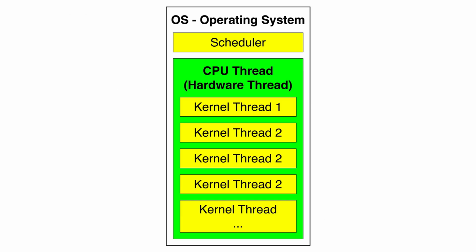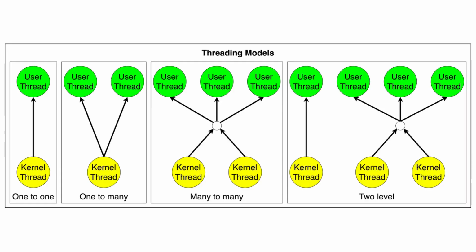The operating system scheduler maps a kernel-visible software thread to a hardware thread, CPU thread. I will create another video to discuss the scheduler, context switching, and related concepts. The thread model maps threads from kernel space to user space.